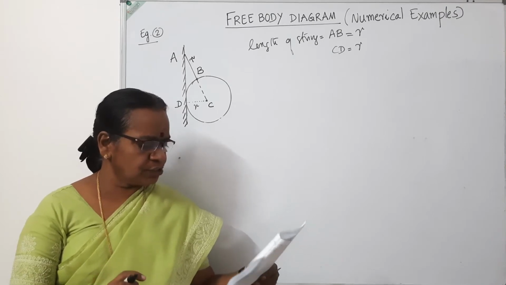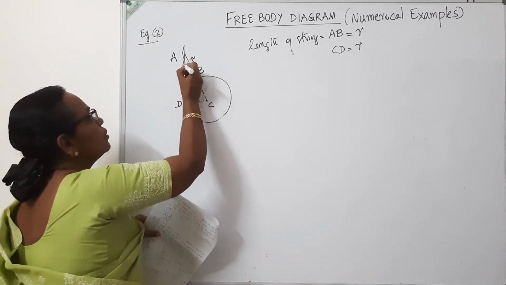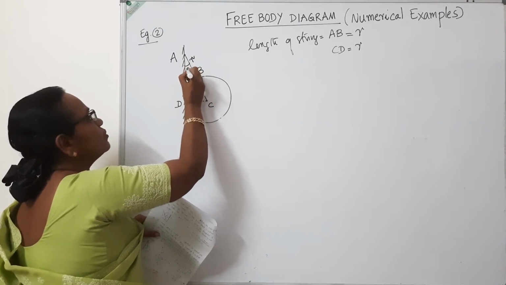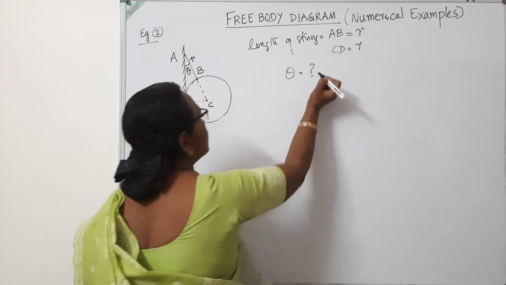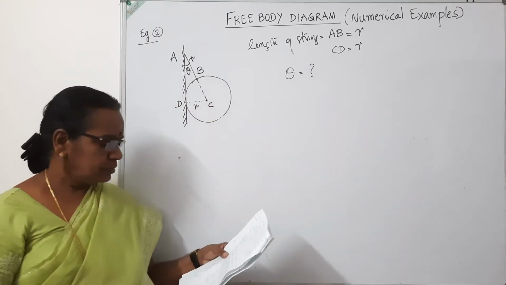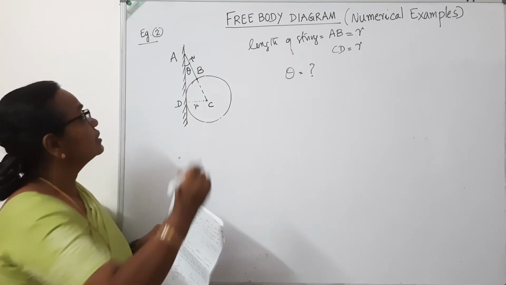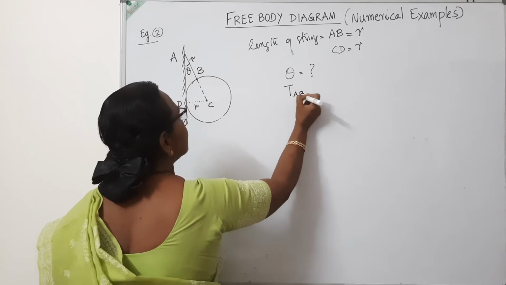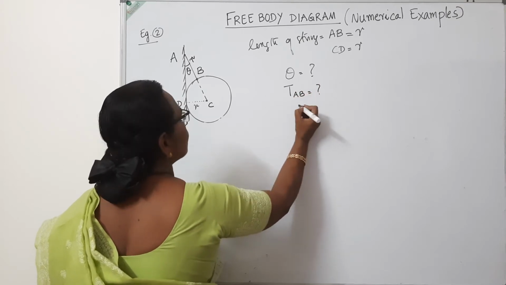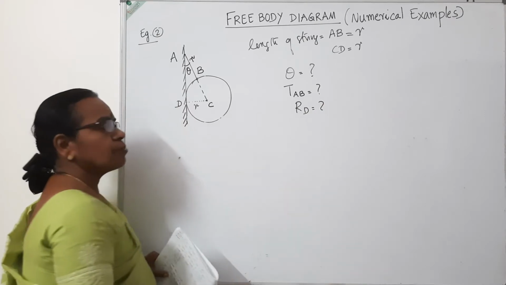Find the inclination of the string to the vertical. We are asked to find out the inclination of the string to the vertical. Theta is equal to how much? And the tension in the string and the reaction of the wall. Tension in the string is TAB and the reaction of the wall RD. So these are the things to be found out.